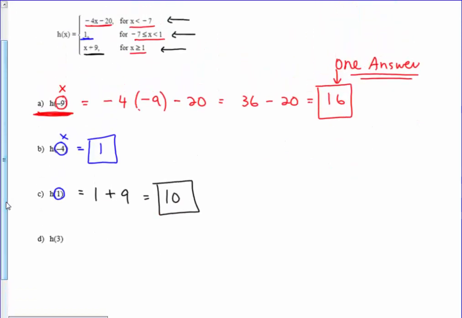Okay, and then finally, go try this one on your own. We have h of 3. 3 is an x value. Which piece does that x value fall into? Well, it turns out it falls into the last piece, which is the x plus 9 function. So we would have 3 plus 9 would be 12 as the function value at 3.